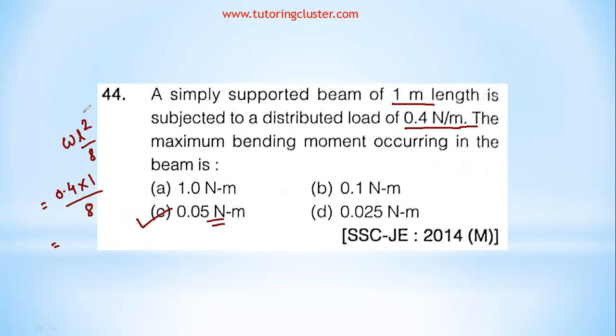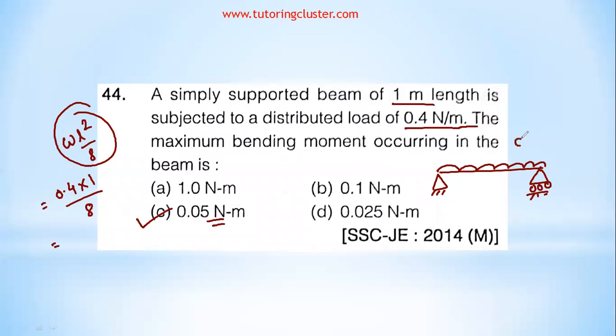Okay. See, from where I have written WL square by 8, just now we have solved. See, what kind of load is given? It's a simply supported beam, right? Which is carrying distributed load of 0.4 Newton per meter, and this is 1 meter, right? So we have solved this case and we have found out that the maximum bending moment will be of magnitude WL square by 8. So it will be 0.05. Unit will be Newton meter, right? Next.